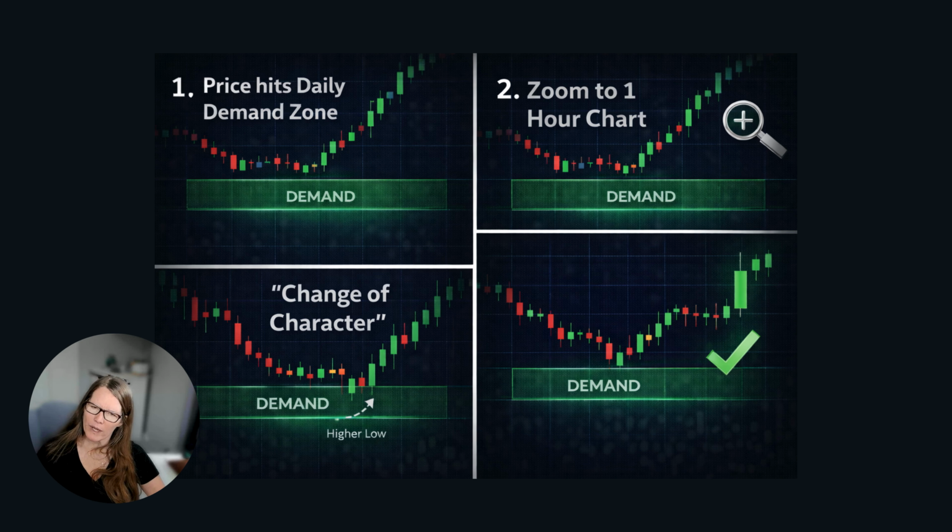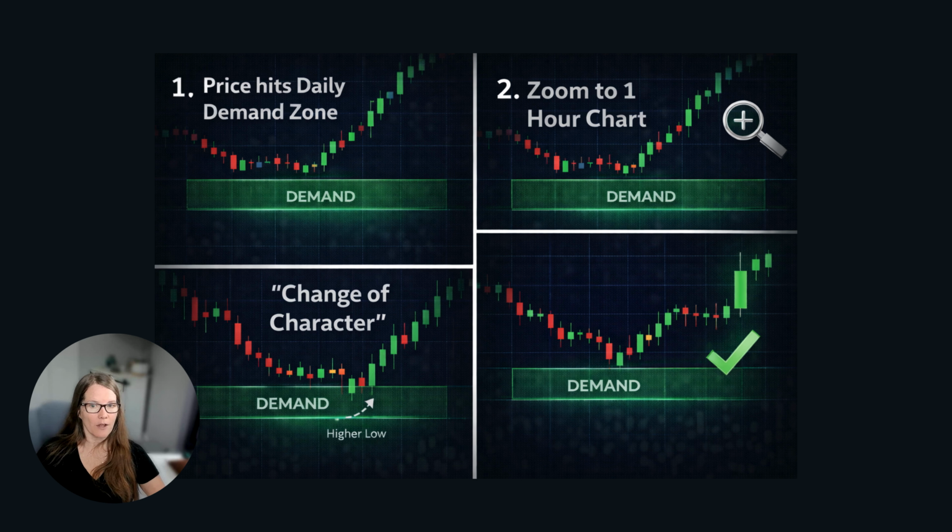So when price hits a daily demand zone, for instance, I'm not just buying blindly. I'm going to drop down to a smaller time frame chart and I want to see a change of character. Now, what does my confirmation process look like? I'm going to talk to you about it briefly. This confirmation is insurance for me. It tells me that the institutions are actually defending the level. Without confirmation, I'm essentially in a demand zone, possibly just catching a falling knife.